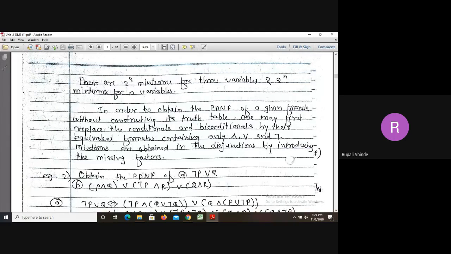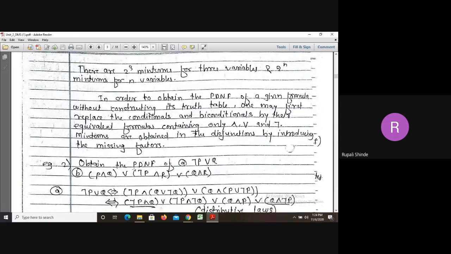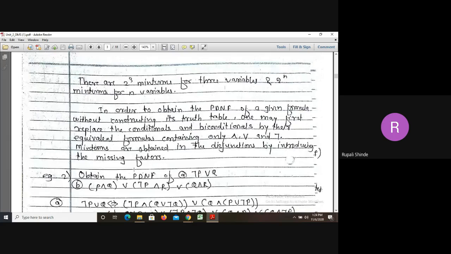Okay. So again here, to find out PDNF and PCNF, two methods are available. First one using truth table, and second one by introducing missing terms. That part we have also seen as an algebraic method in unit number 8. So the same rules we have to follow here.